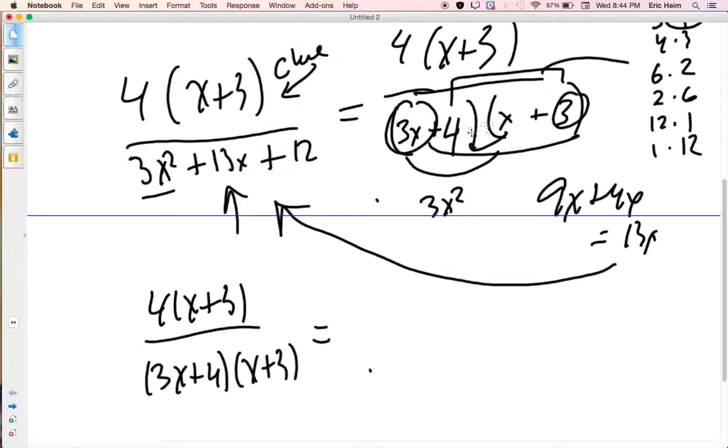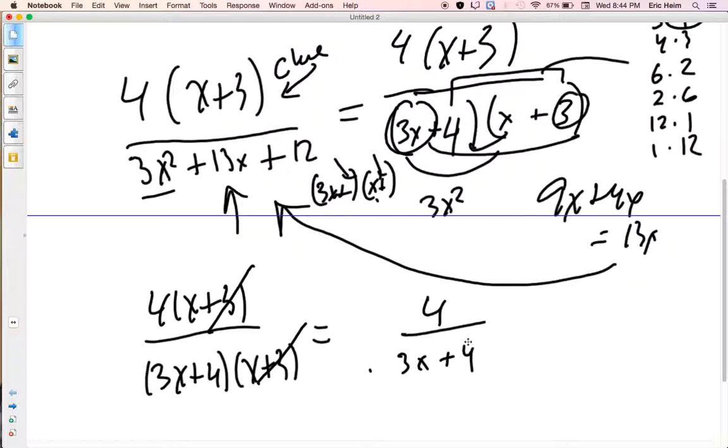So I made sure that I wrote it as two factors. One of them was going to have to be 3x, and the other one was going to have to start with x, and then I had to decide what numbers go here and here to make the FOIL work. Okay, so now we have these two x plus 3's that can cancel. We have 4 over 3x plus 4. So we basically have done that.